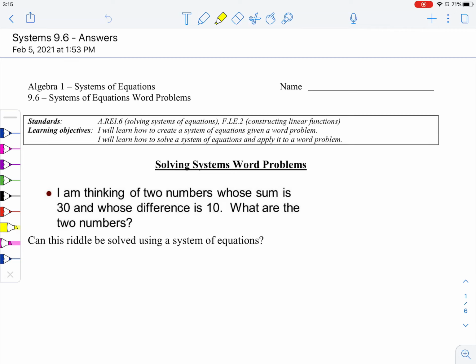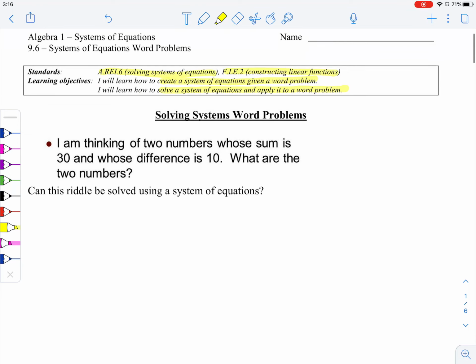Welcome everybody. It's 9.6 System of Equations word problem. So we're taking the same thing we learned, solving systems by elimination, and we're going to apply it to word problems. Okay, solving systems, and then we're going to construct linear functions. So we're going to create a system of equations given a word problem, solve a system of equations, and apply it to a word problem.